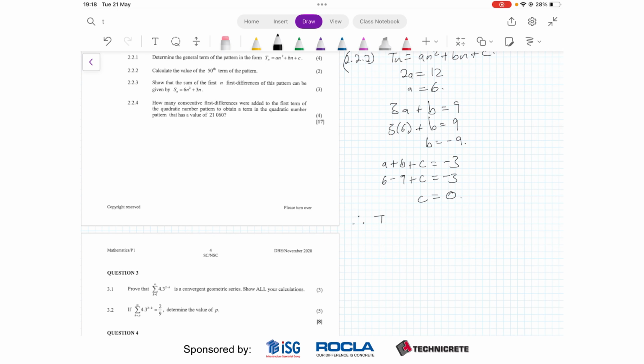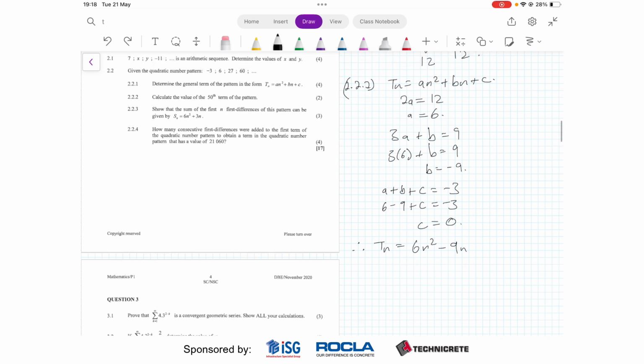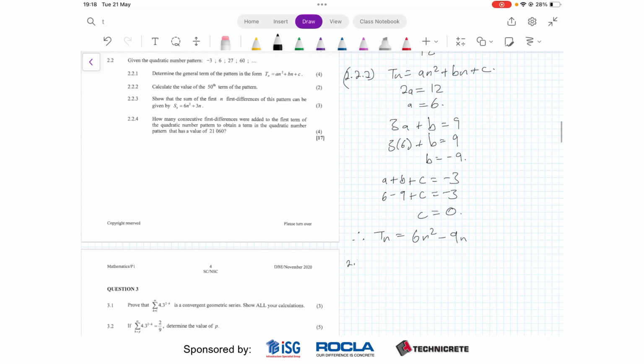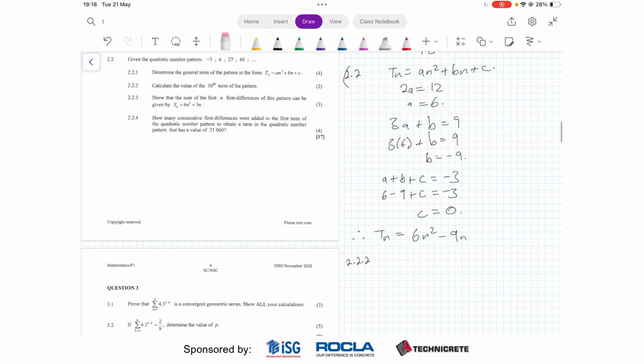Therefore, our general term is given by 6n squared minus 9n, because c is equal to 0. Sorry, this was 2.2.1.